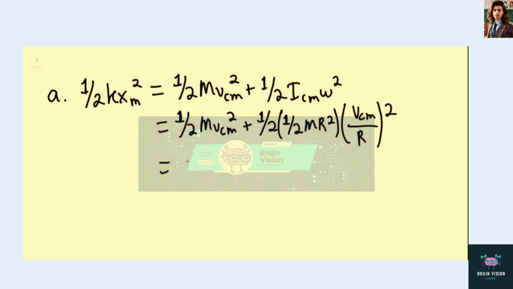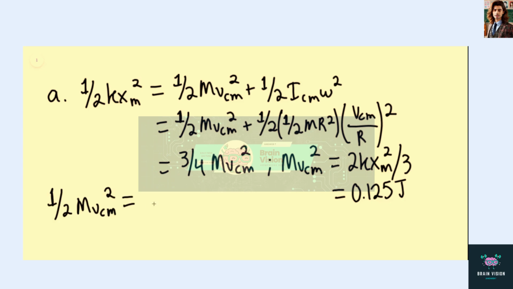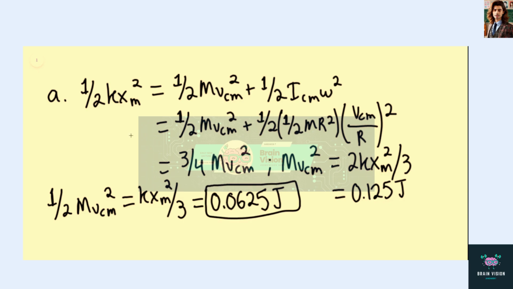This would be equal to 3/4 m times v_cm squared. And we have now that m times v_cm squared would be equal to 2 times the spring constant times the amplitude squared divided by 3, and this is equal to 0.125 joules. Therefore, the translational kinetic energy would be equal to k x_m squared divided by 3, and this is equal to 0.0625 joules. This would be our answer for part A.